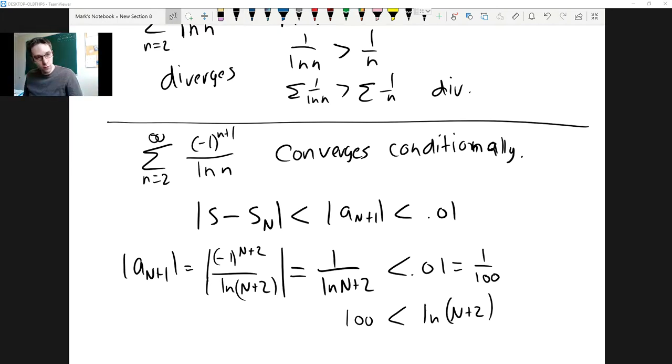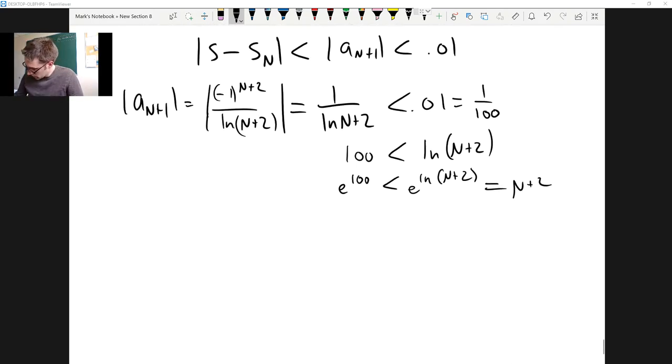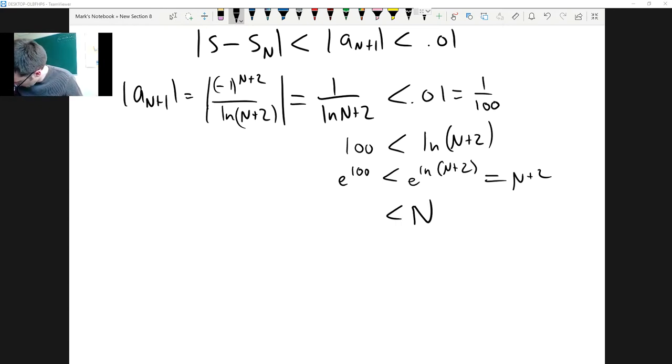And if we want to know the value of n, we can try to get n by itself. If we raise both sides to the e, that'll cancel out the log, and so we'll have just n plus 2. And so we'd say that n must be greater than e to the 100 minus 2. So if I compute S_n for some value of n larger than that, then that would be a sufficiently good approximation to S.